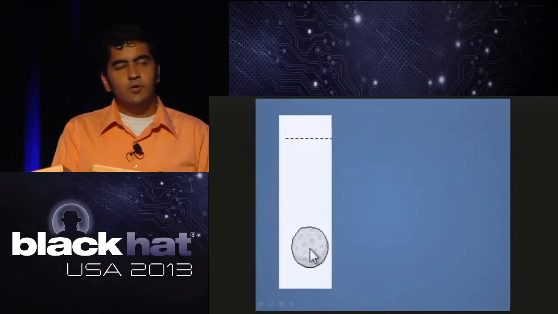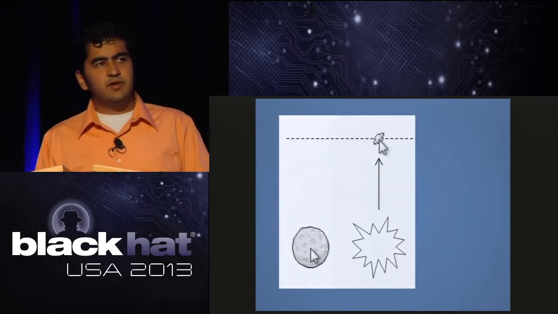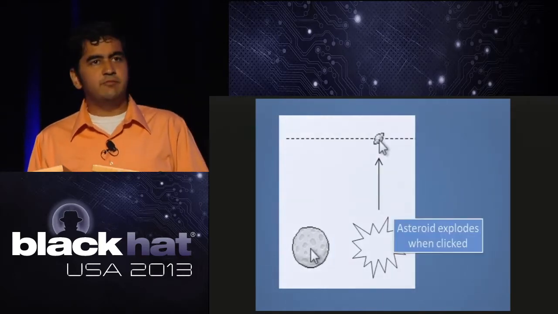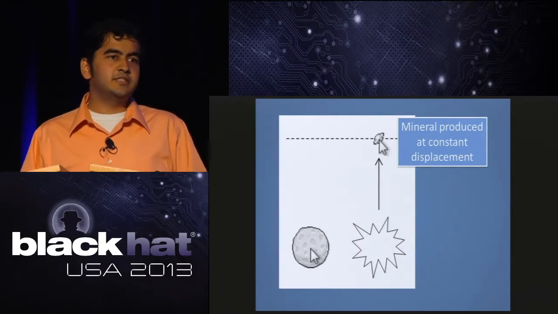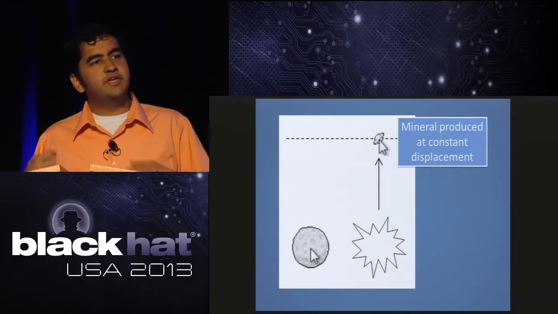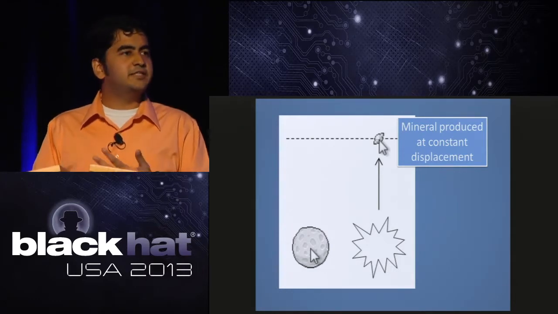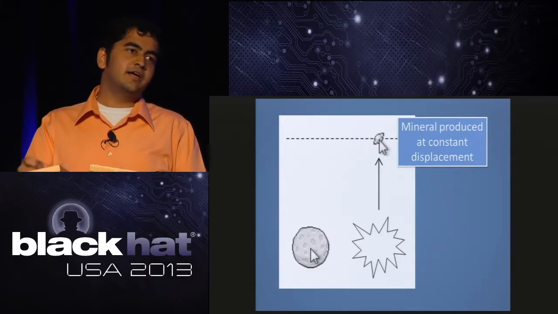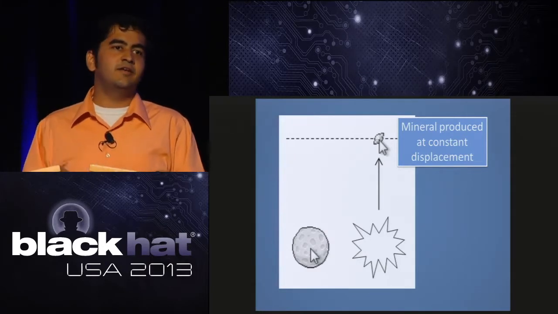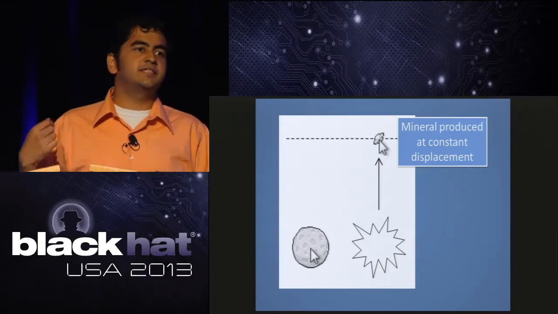So what's happening here? Well, this is the illustration of the same thing. The player is presented with an asteroid. When the player clicks on it, the asteroid explodes and a mineral pops out. The mineral is produced always at a constant distance from the asteroid. Now we get the user to do this game again and again and again. After a while, the user gets used to it. His motor system adapts to doing this click, move, click action again and again very quickly. The user's motor system adapts to do this in a single shot, in a single stroke.